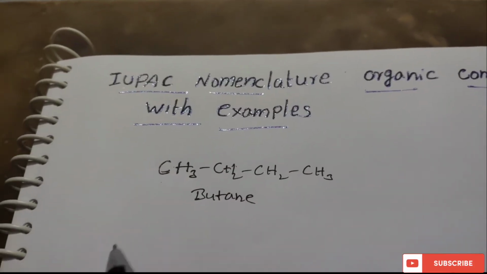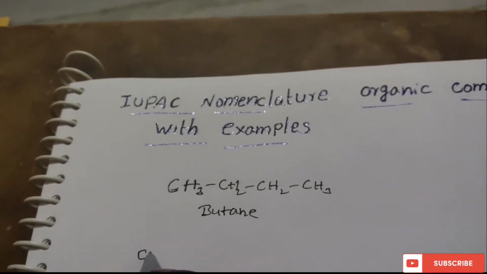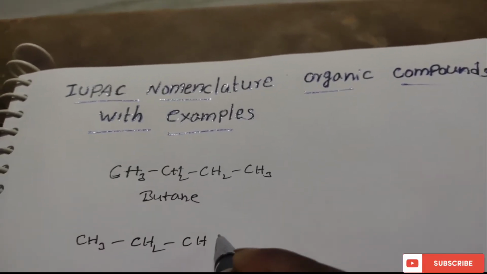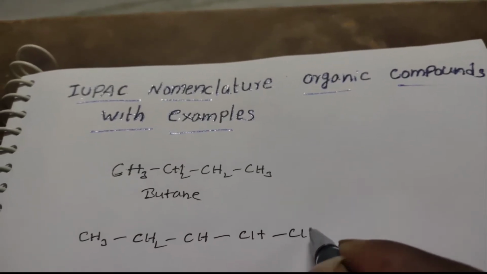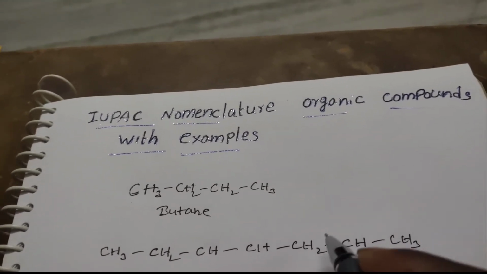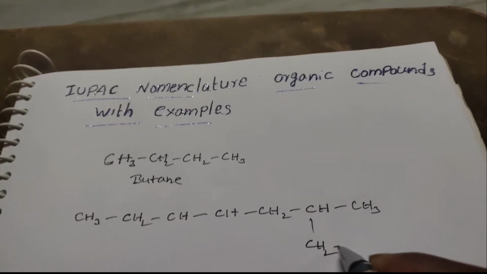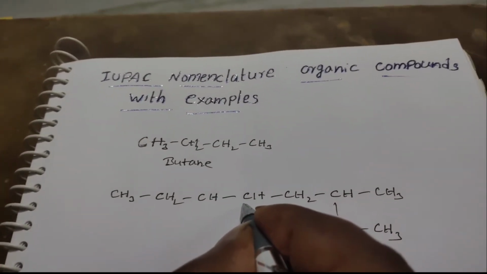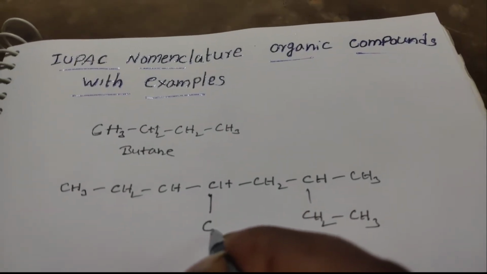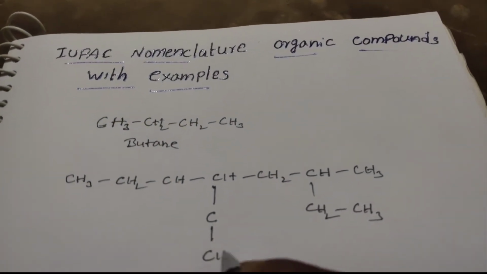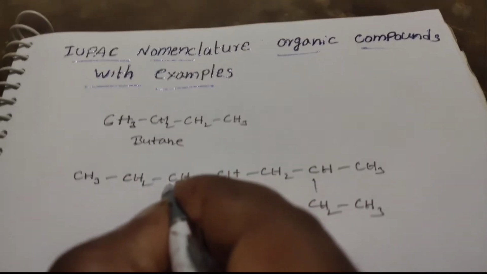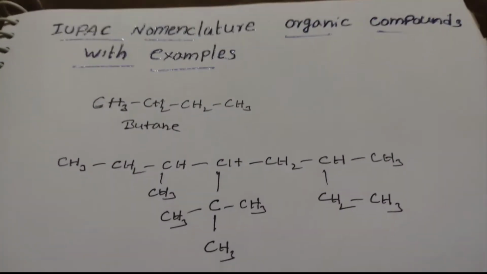Now, in case they give a structure like this, for example, CH3, CH2, CH, CH, CH2, CH, CH3 and CH2 and CH3, CH3, C, CH3, CH3, CH3 and CH3. Okay students.